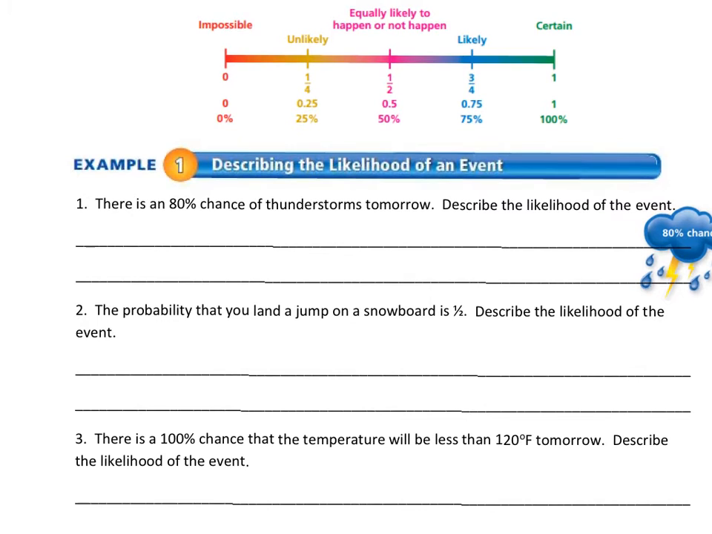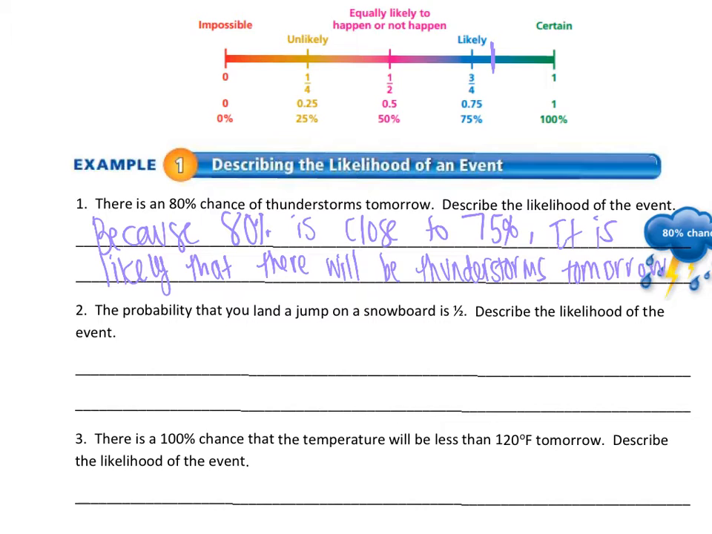It gives us some examples using those terms. We have to describe the likelihood of the event. It says there's an 80% chance of thunderstorms tomorrow. Describe the likelihood of the event. 80% is above that 75%, but it's not quite yet 100%, right? So we would say that the chance of thunderstorms happening tomorrow would be likely. Because 80% is close to 75%, it is likely that there will be thunderstorms tomorrow. Obviously with the rain, you never really know.